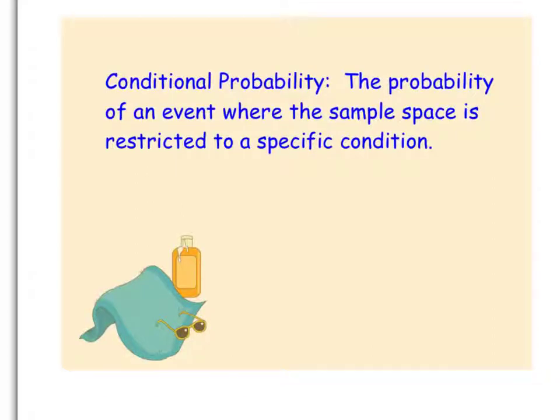Conditional probability is the probability of an event where the sample space is restricted to a specific outcome. It will be written like this: find the probability of A given B. So the long line represents "given." The probability of A given B.